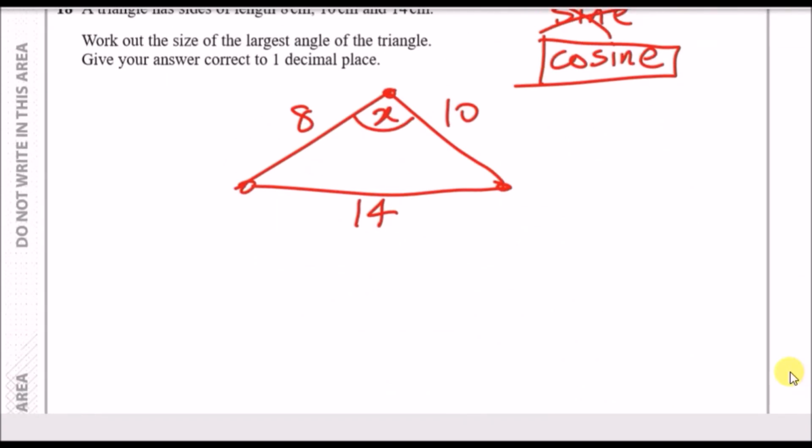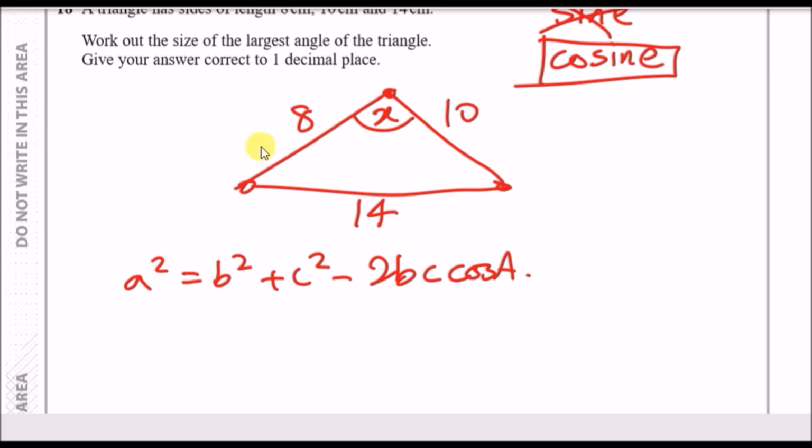Let's have a look. The cosine rule, according to the formula, is a squared equals b squared plus c squared minus 2bc cos A, where the capital letter is the angle and the little letters are the lengths. So little a is going to be 14 because it's the only little length opposite capital A, and b and c could be 8 or 10.